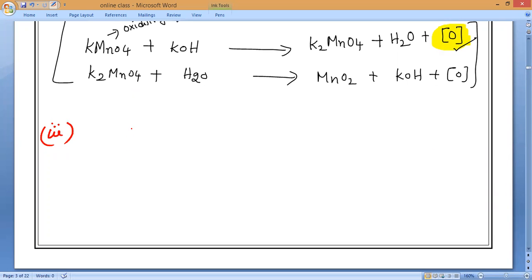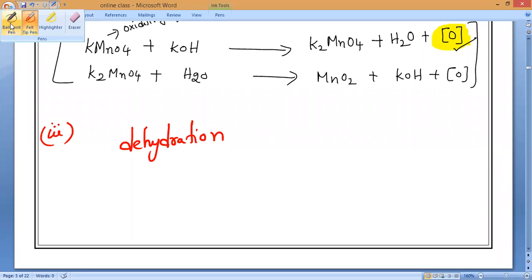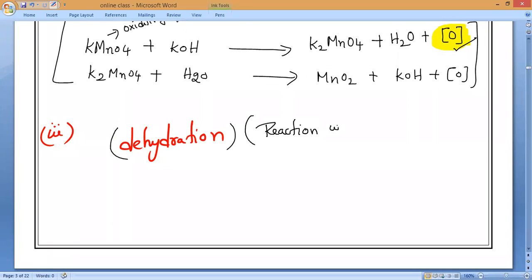The third one is called dehydration. What do you mean by dehydration? You might have heard this word in our daily life also. Dehydration means lack of water. Same thing: dehydration will happen when ethyl alcohol reacts with concentrated sulfuric acid. Please note it down. Reaction with concentrated sulfuric acid. What is the formula of sulfuric acid, everybody?